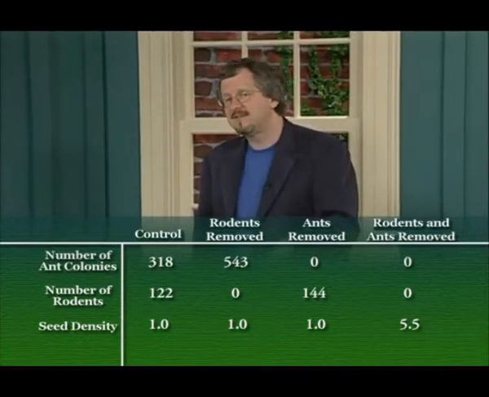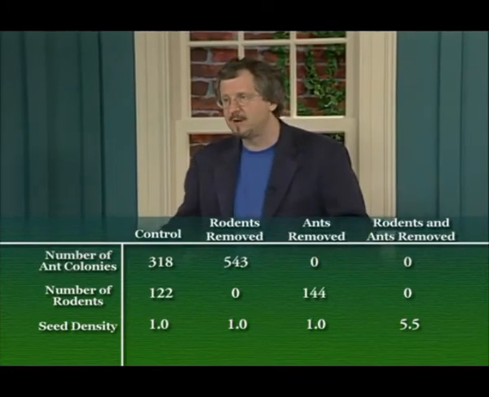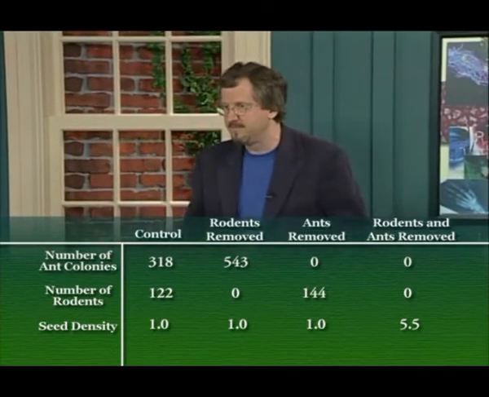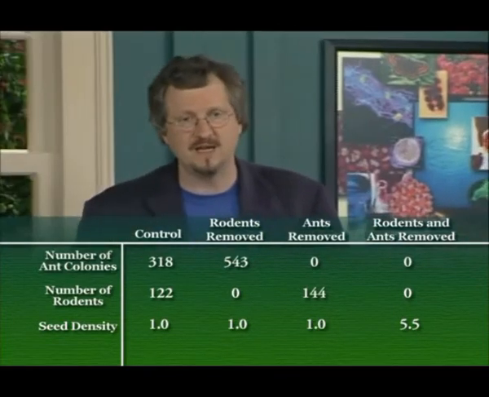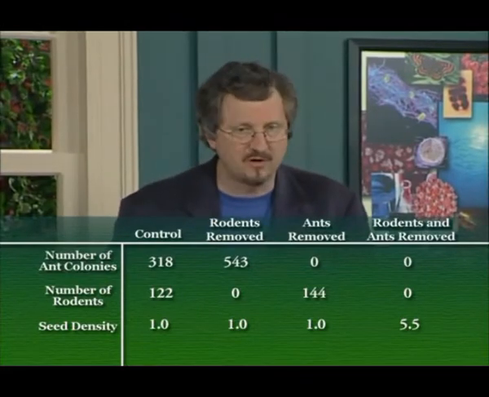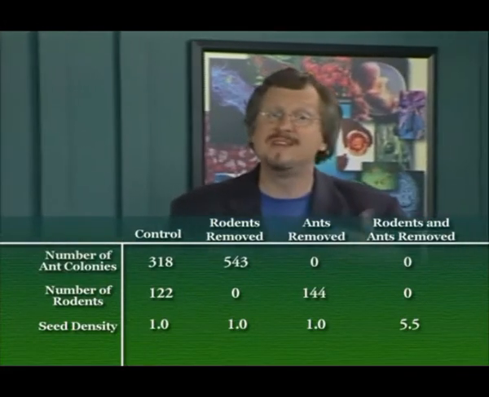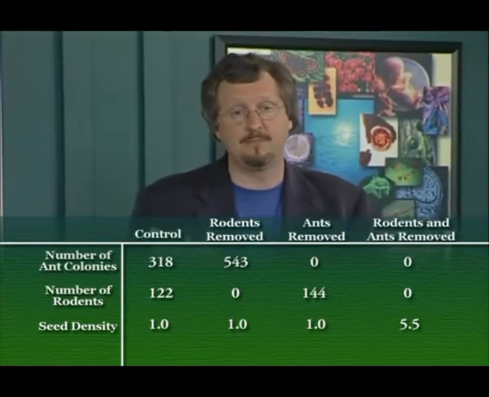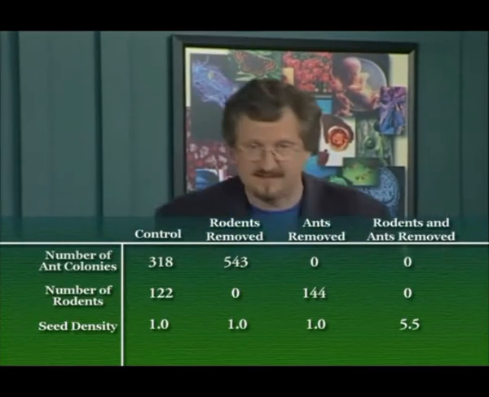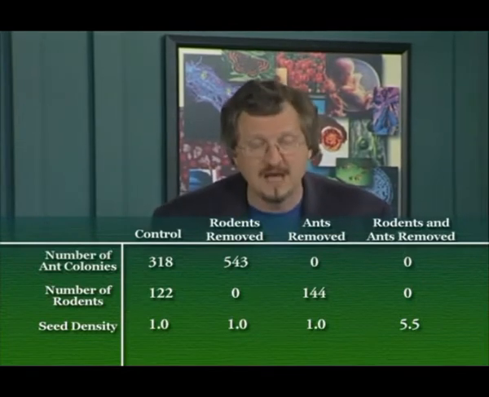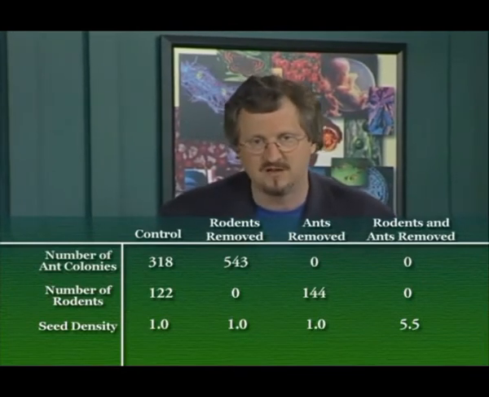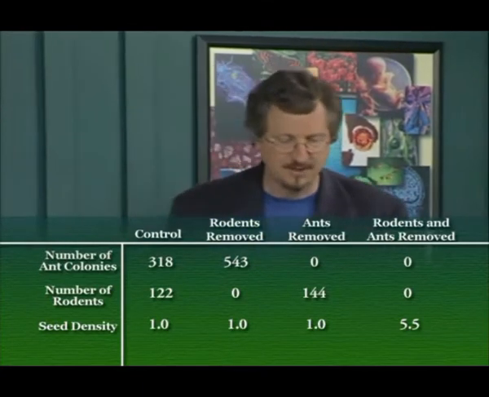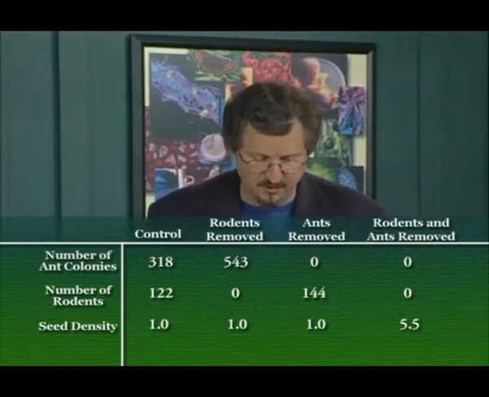So the way to test this is to have yet another kind of experimental plot where you remove all of the ants and all of the rodents. And you would predict then, if the seeds are the limiting resource, that you would find that the density of seeds in this last experimental manipulation would go up. Because nobody's eating the seeds, or at least the ants and the rodents aren't eating the seeds. And indeed, that's exactly what you find as well, showing that it's competition for seeds that is limiting the population size of the ants and the rodents.